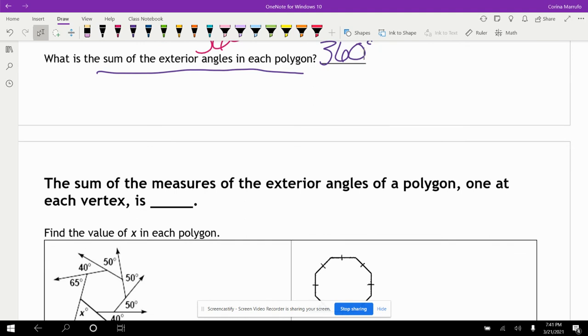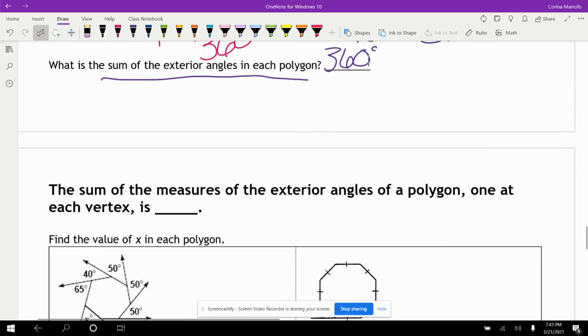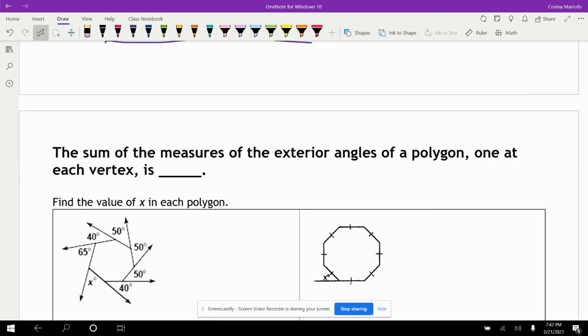So it says the sum of the measure of the exterior angles of a polygon, one at each vertex, is 360.